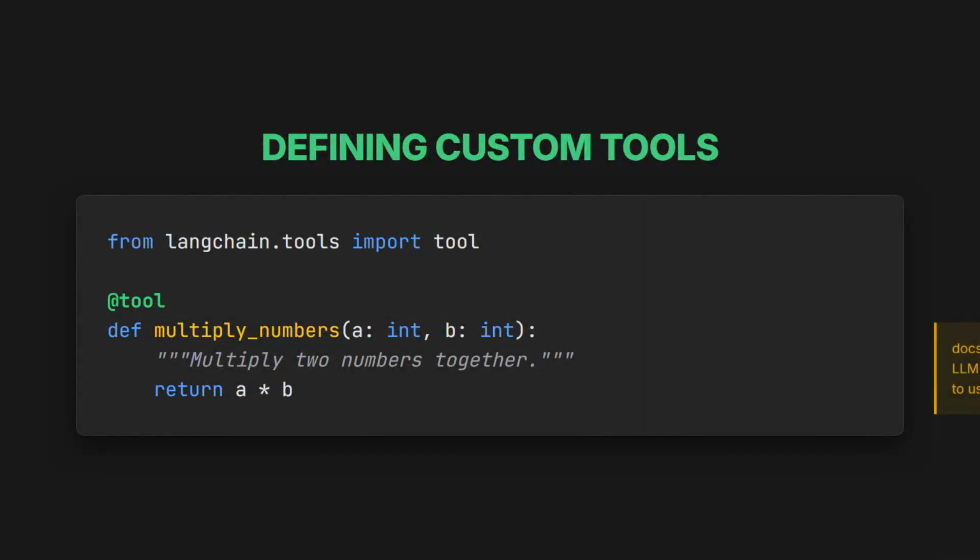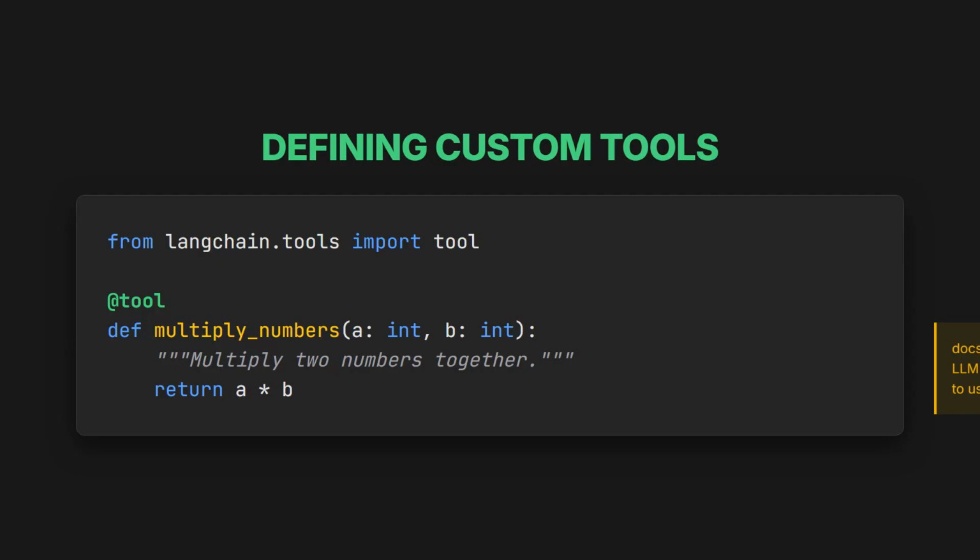LLMs are smart, but they are isolated. They can't do math accurately, and they definitely can't check your database. We solve this with tools. A tool is just a Python function that the AI executes. Creating one is incredibly simple. You just add the @tool decorator to any function.